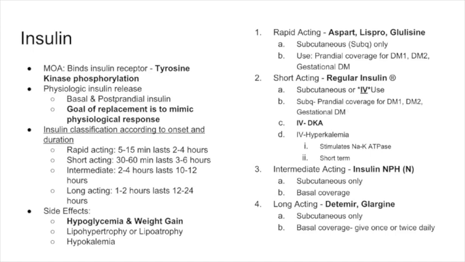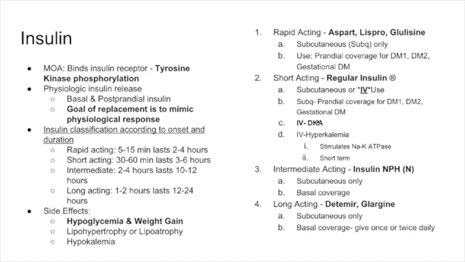Not as much, because it takes some time to act. If you look here in this chart, it takes about 30 to 60 minutes to act. So that's not as ideal for patients. Patients want to inject and use right away. But really, the biggest use for regular insulin is the IV form. The IV form can be used in two things. The first thing is that the IV form can be used in diabetic ketoacidosis.